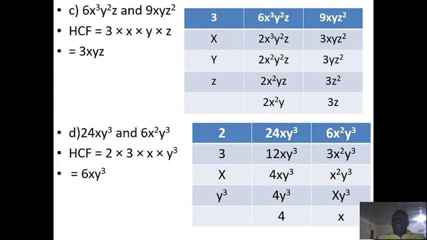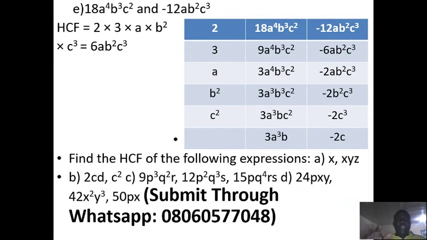Xy cubed. So what do you think can divide through again? It is y cubed. So when y cubed cancels y cubed, we have 4. Y cubed cancels y cubed, we have what? X. So our HCF is what? 2 times 3 times x times y cubed. That is why our HCF is what? 6xy cubed.